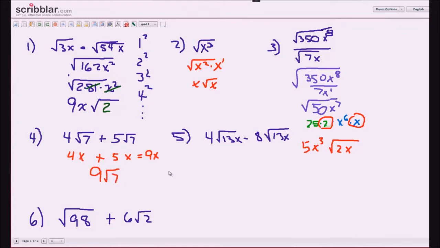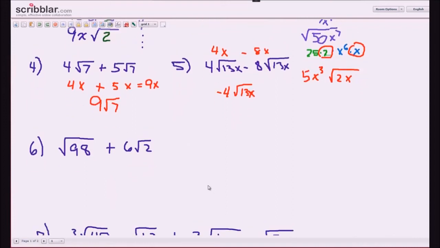Now number 5, that's 4 root 13x minus 8 root 13x. The square roots are the same. Therefore, I can just simply go 4 minus 8, and 4 minus 8 is negative 4. And our square root is 13x. So those square roots end up acting like variables here. It's kind of odd, but they do, because it's kind of like saying 4x minus 8x. Very similar.